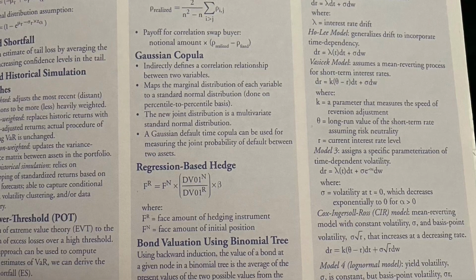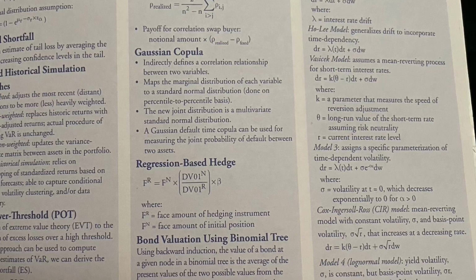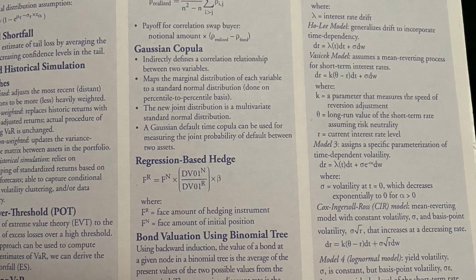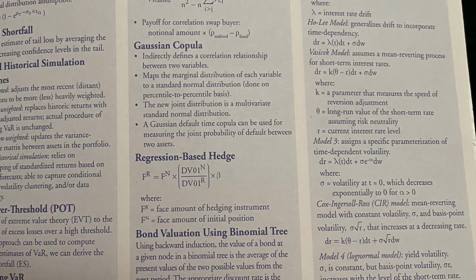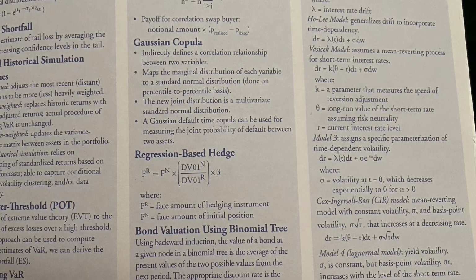Using backward induction, the value of the bond at a given node in a binomial tree is the average of present values of two possible values from the next period. The appropriate discount rate is the forward rate associated with the node under analysis.